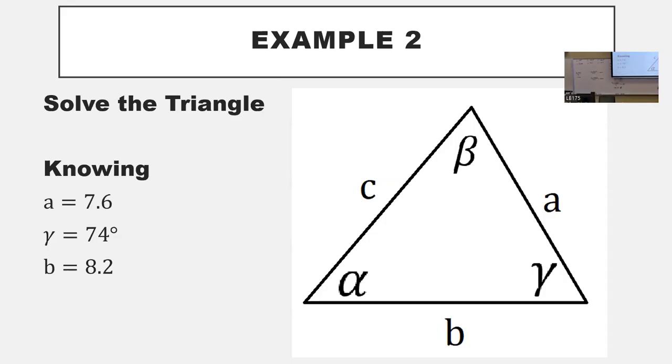I want you to try this one on your own. Use the law of cosines to find C. Over here. And then after you found C, find the alpha and the beta.